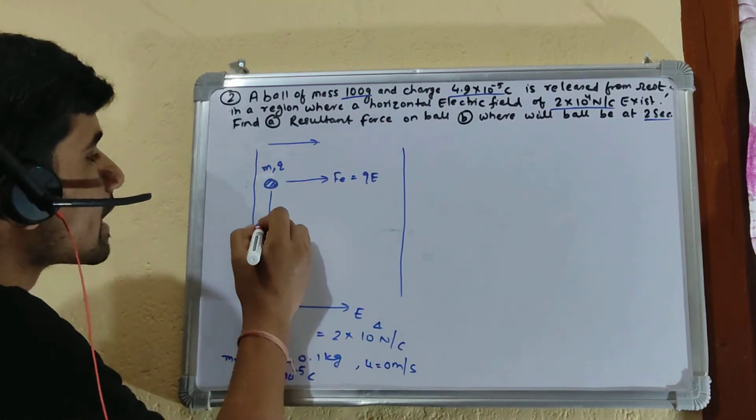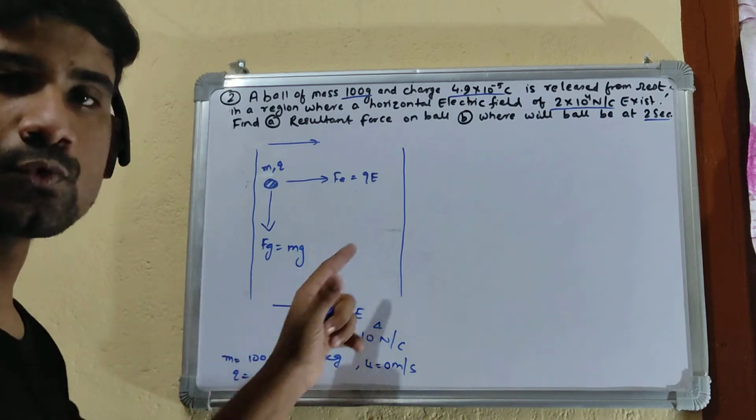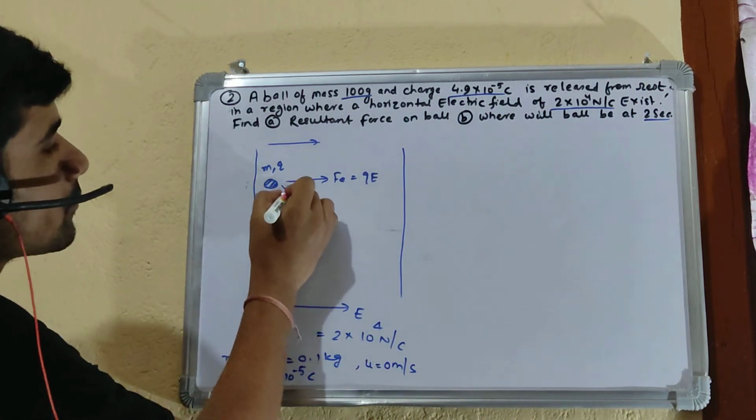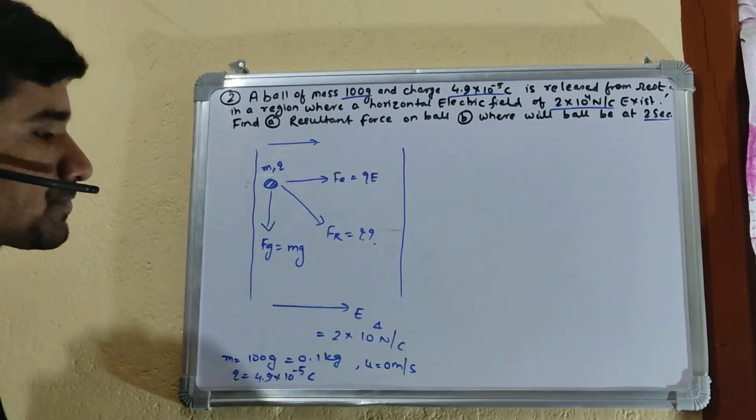And obviously gravity is everywhere. So one is the gravitational force, which is nothing but mg, right? So there are two forces acting on this, and the net resultant force will be somewhere here, Fr. You need to find what Fr is, right?